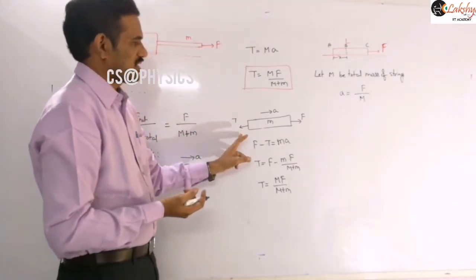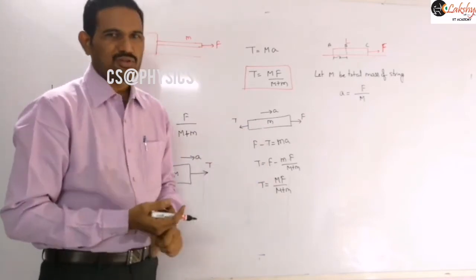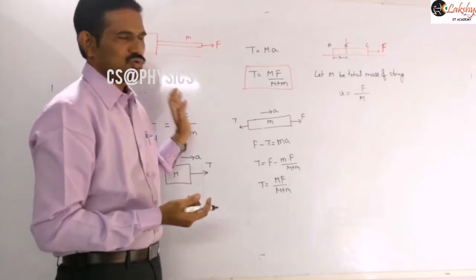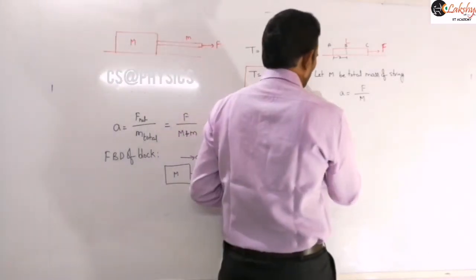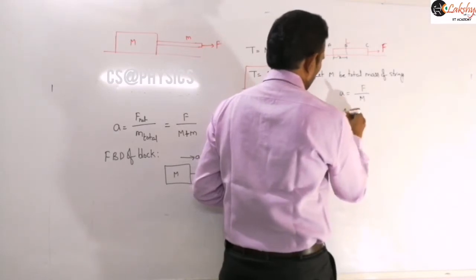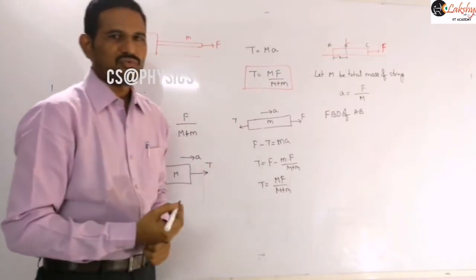And when you are taking the front part, then we are getting an equation and you need to solve that equation. That is the simplicity when you are taking this last object. So I am taking the FBD of AB here.